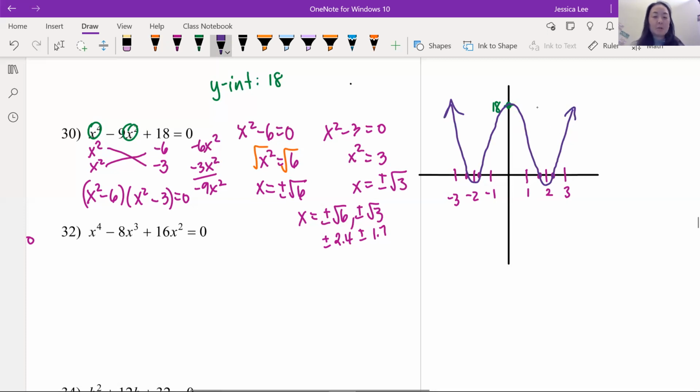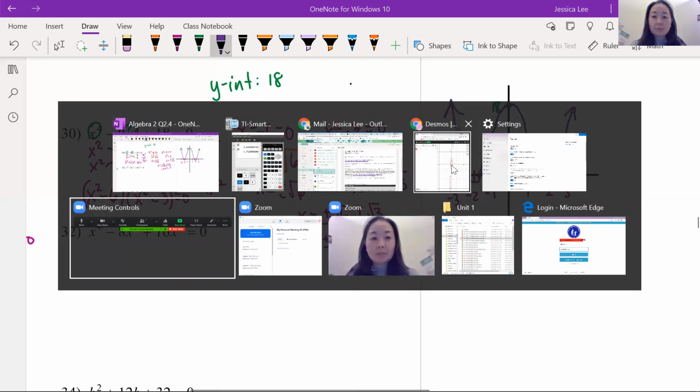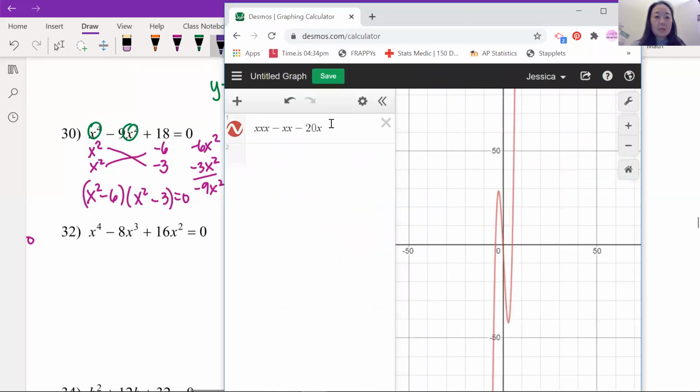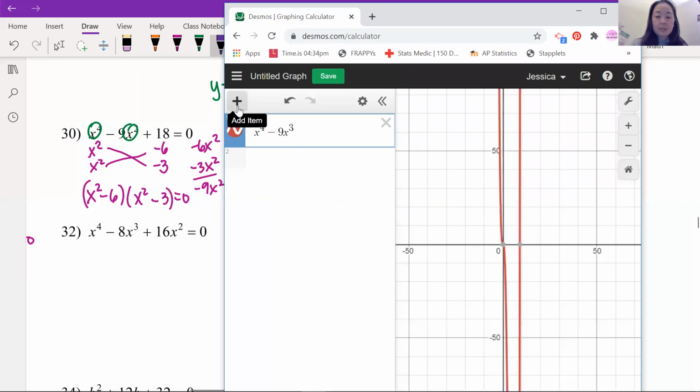You can try it on Desmos. Let's try it on Desmos, actually. Where's my Desmos? Right here. So let's try this one out. This is going to be x to the 4th minus 9x to the 3rd plus 18.